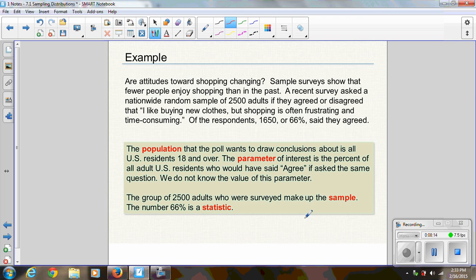The parameter of interest is basically the percent of all of the U.S. residents who would agree to the statement about shopping. And we don't know that true parameter. That's what we're trying to estimate. So that is what I would denote with a p for the population parameter, and it's a proportion. The group of the 2,500 adults who were actually surveyed, that's our sample, and the 66% is our statistic. And again, we would call this p hat is equal to 0.66. p is unknown. That would be our population parameter.